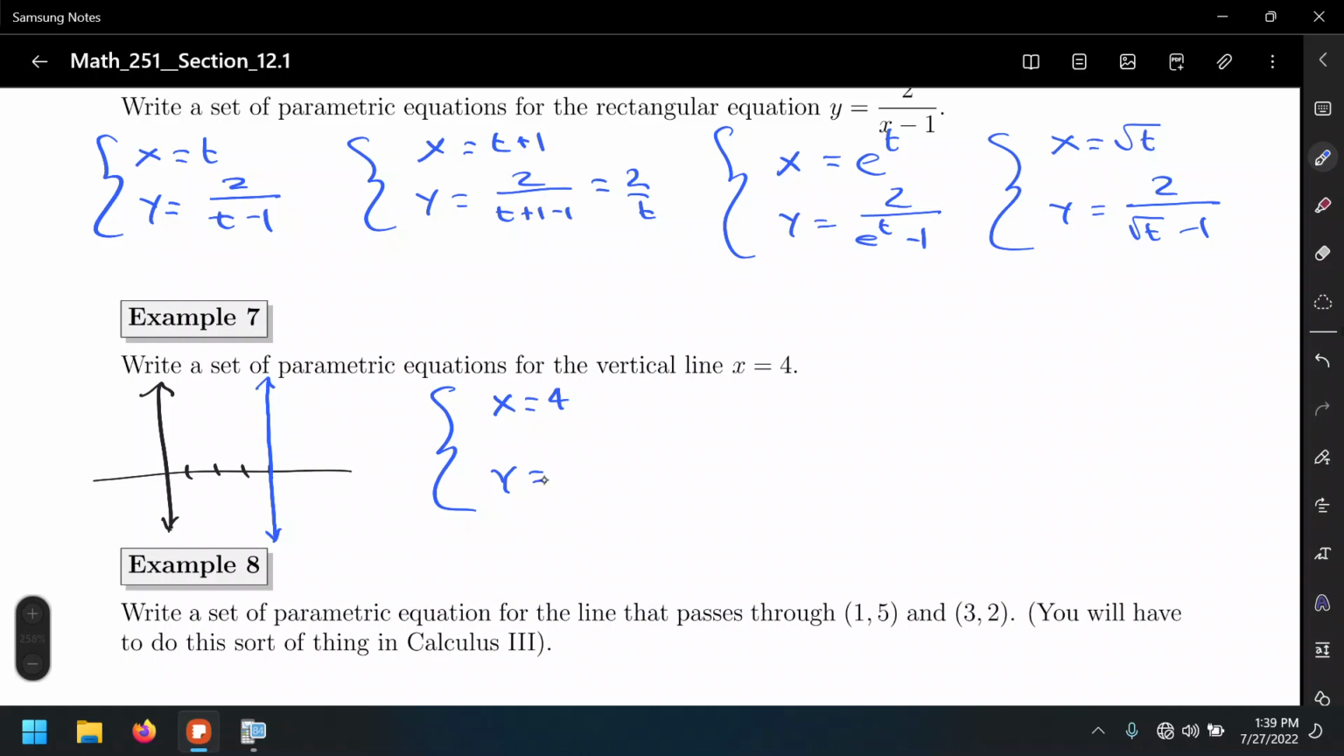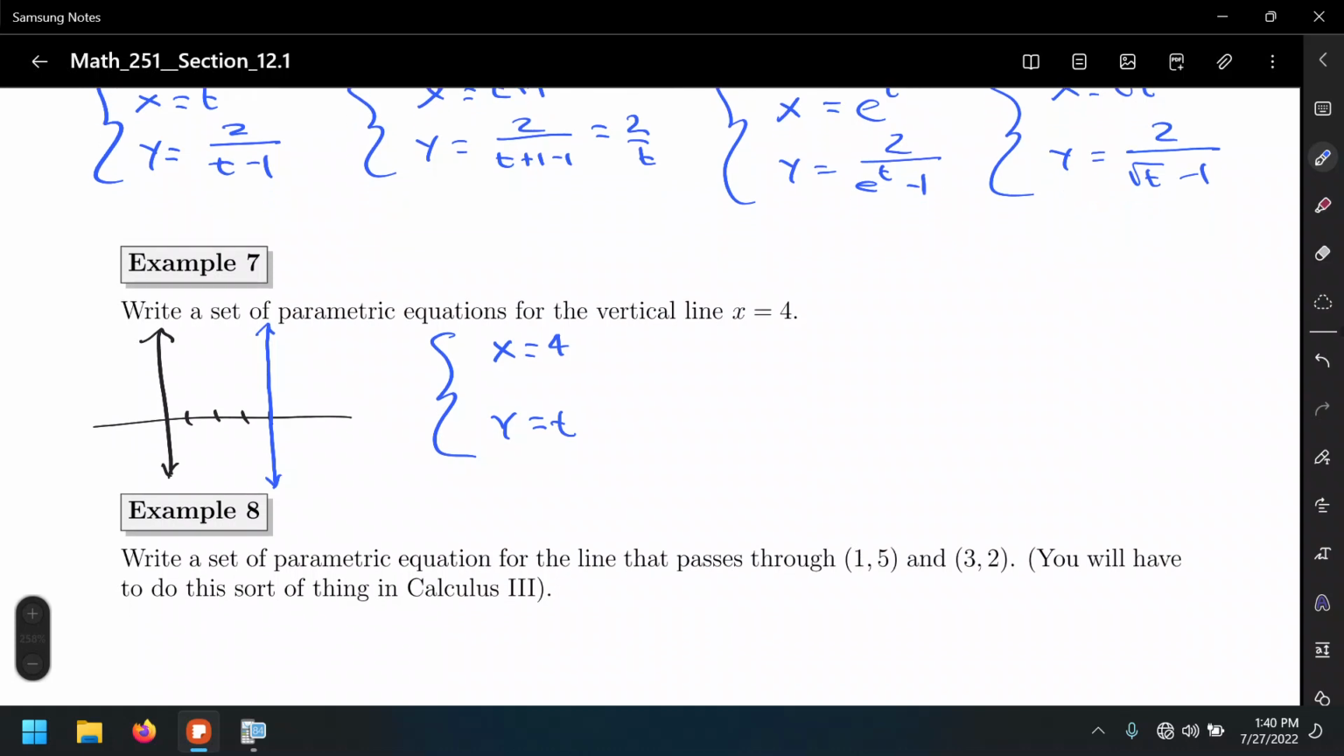Do you notice that it doesn't matter? It doesn't matter what value of y you choose. X is always 4, isn't it? So how can we represent any value of y? Just t. Any value, or t squared, or t cubed, t to the 17, t to the 29, your favorite exponent. So any number. All right.